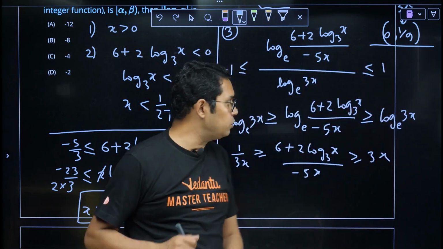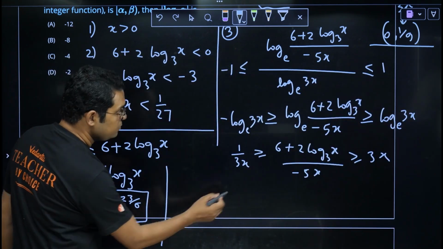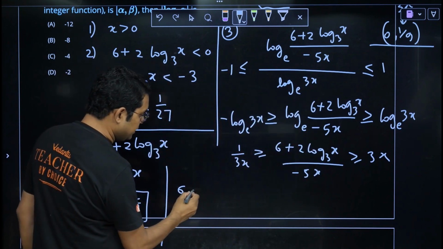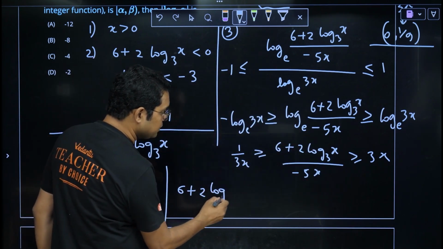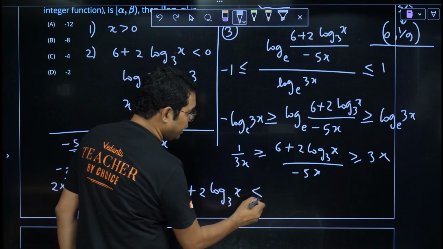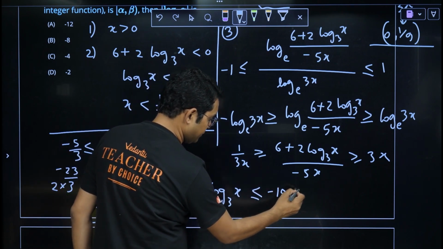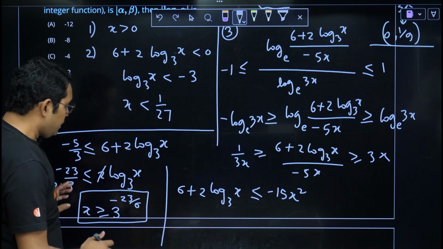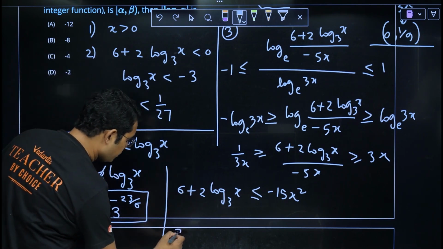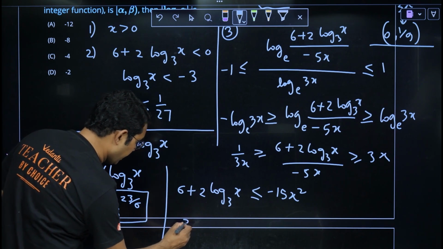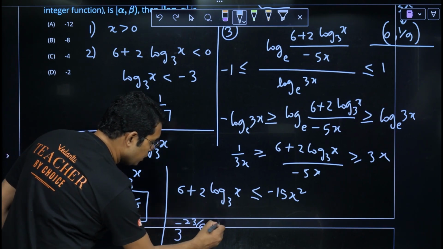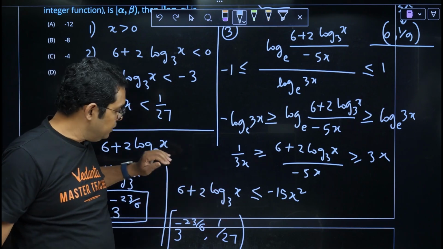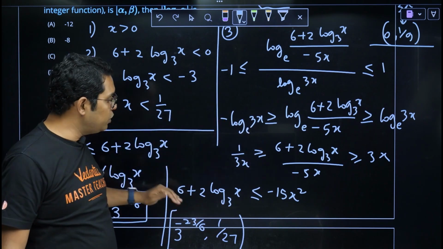Now right hand side, how to check? Please see. This minus 5x, I will multiply that side. So it will be 6 plus 2 log x base 3. Sign will change. So minus 15x square. I don't think we can solve it. We can only check that so far we have got my x to be from 3 raised to the power minus 23 by 6 to 1 upon 27. Whether this entire interval is going to satisfy it or some portion of this will satisfy it.